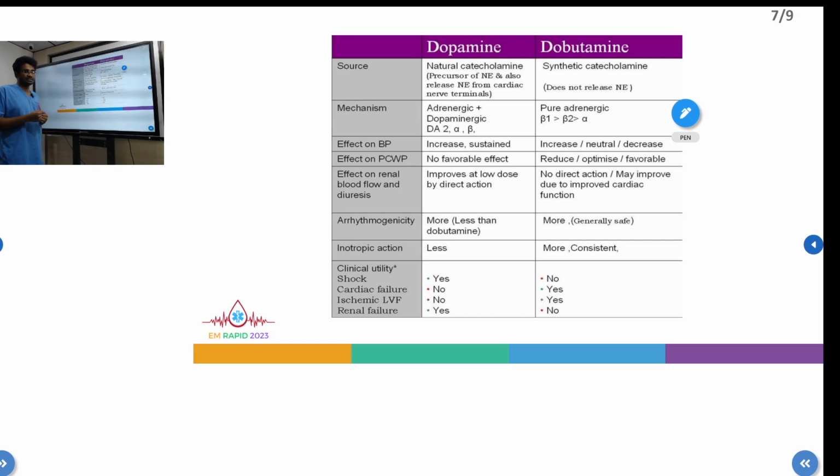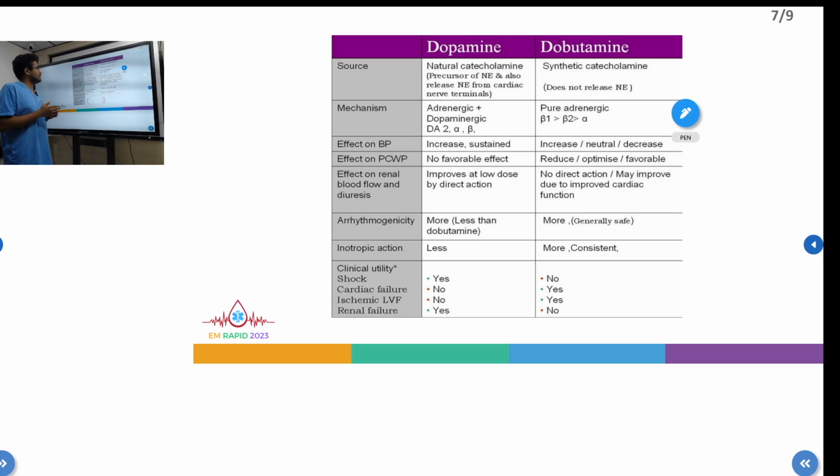The inotropic action is greater for Dobutamine and less for dopamine. As for indications, dopamine is used for shock and renal failure, whereas Dobutamine is used for cardiac failure and LVF, left ventricular failure. So that is the nutshell for Dobutamine.